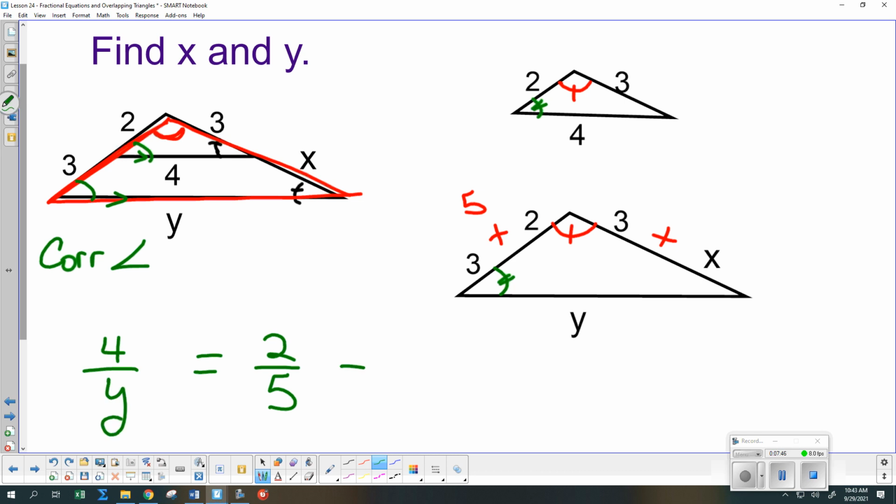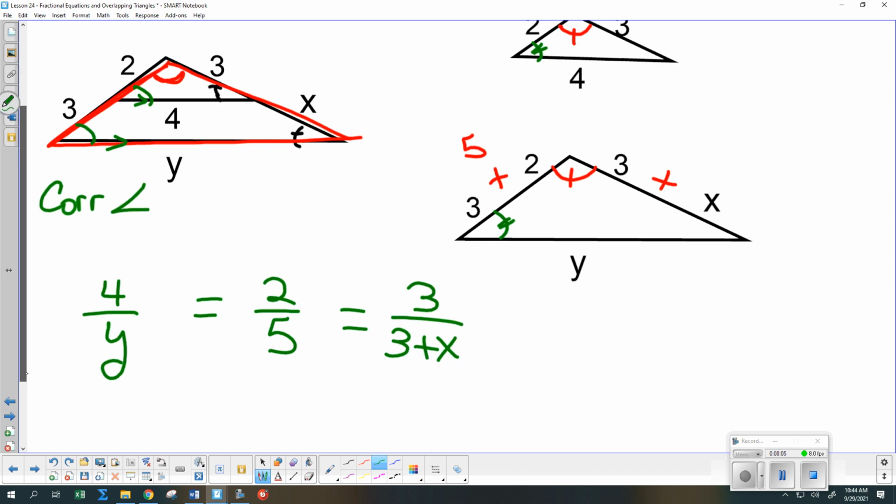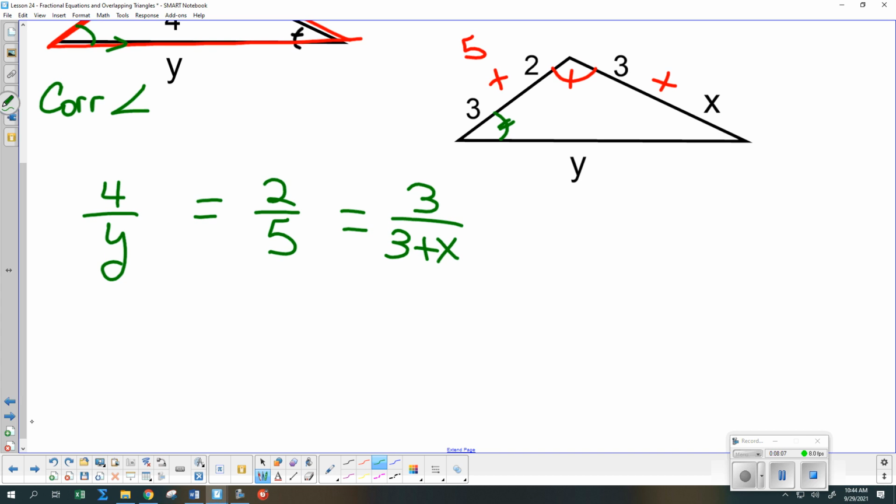And then I can also set that up. My other side is 3. And what does the 3 need to go over, Hendrix? Perfect. The 3 in the top one corresponds to the 3 plus x. They are both across from the green angle with 2 tick marks. So now you guys know what to do. Solve this proportion, and then solve this proportion. So you guys go ahead and work on that for me.